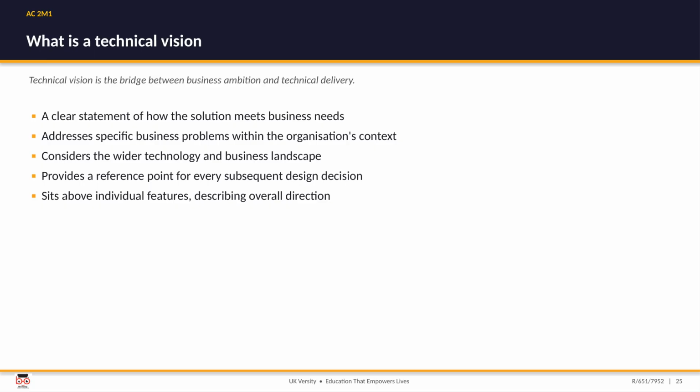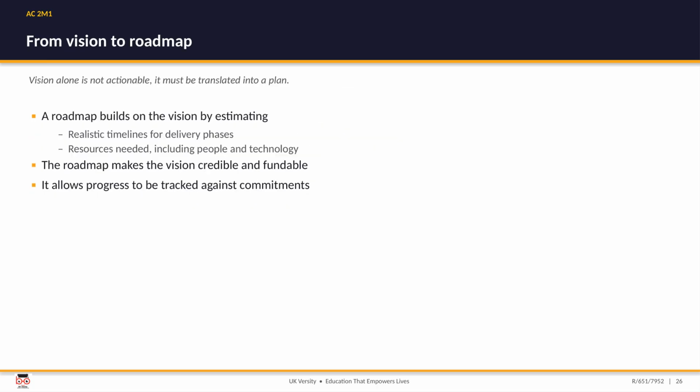A technical vision is the bridge between business ambition and technical delivery. It is a clear statement of how the solution will meet the organization's needs, aimed at the specific business problems in front of you and mindful of the wider technology and business landscape around them. Its real value is as a reference point, something every later design decision can be checked against. Notice that it sits above individual features, describing the overall direction of travel rather than the detail of any one part. A vision on its own is inspiring but not yet actionable, so it has to become a plan.